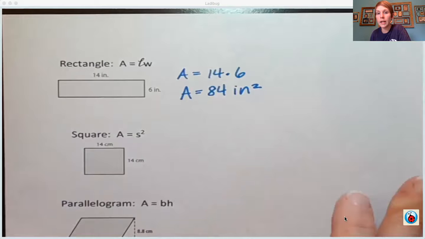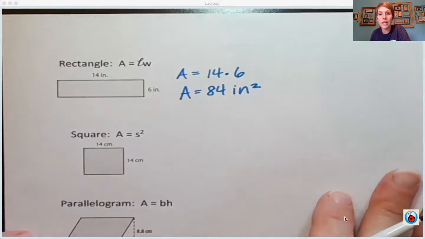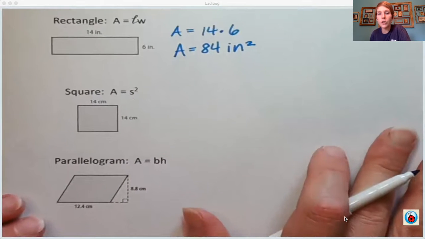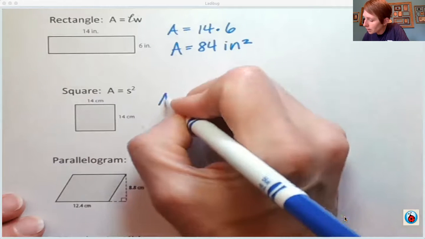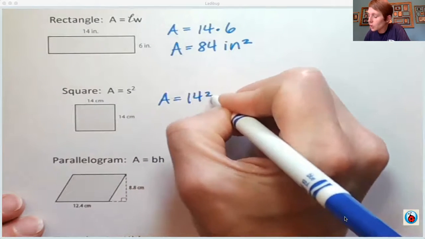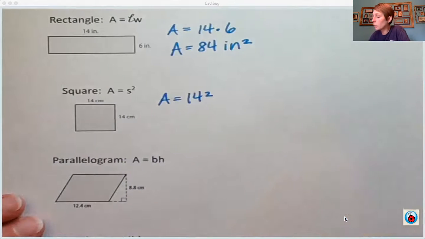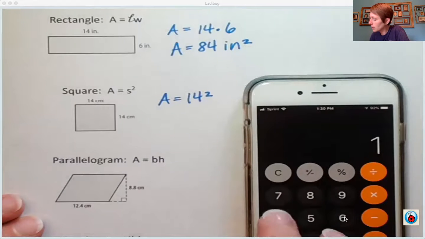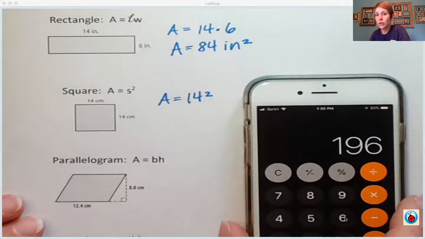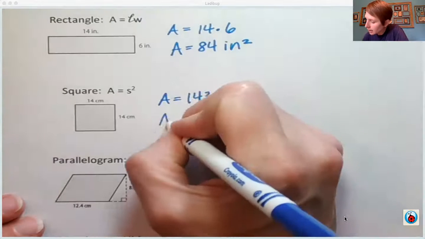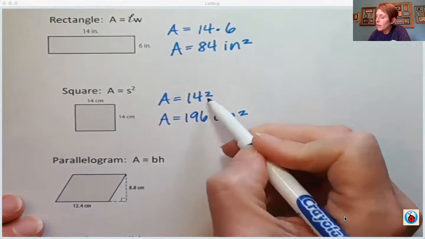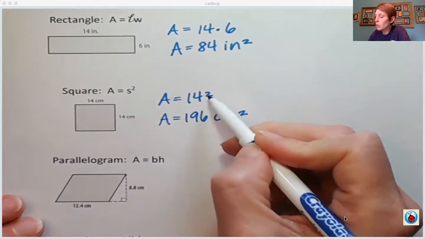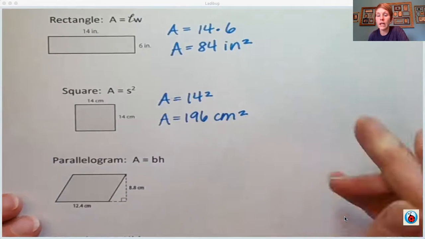Remember, it's squared on our label because really we're finding how many squares it takes to cover the shape. Formula for a square is a little different. It's side squared. So a side is 14, so we would write 14 squared, which means 14 times 14. Okay, so 14 times 14 is 196. A equals 196 centimeters squared. Remember, for squares, the exponent goes on your number in your work, but on your label in your answer.